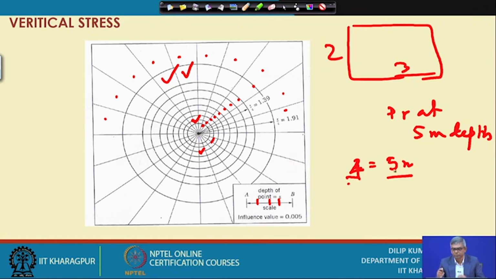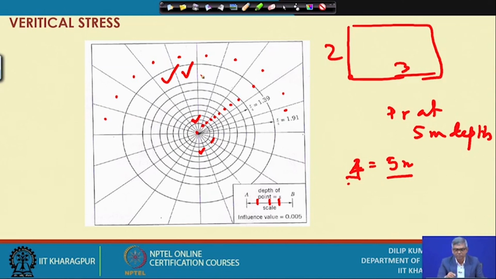And now, suppose I want to find out the pressure at this point. That point is kept at the center, and the foundation, scaled down, will be put on this diagram, keeping the point where you want to find out the pressure at the center of the chart. Then it will cover some blocks. You have to count the number of blocks, and each block will have the same influence, and that influence value for this chart is fixed.